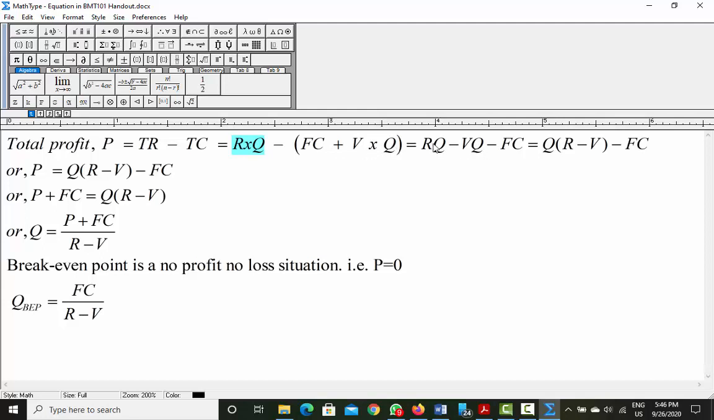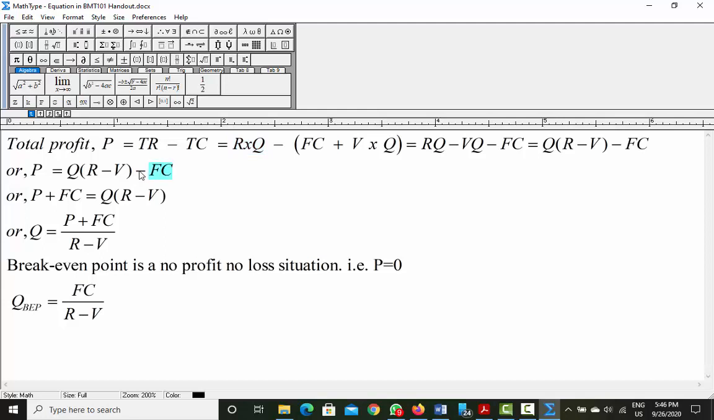So if we bring all the Q on the similar side, that means RQ minus VQ minus fixed cost. So in that case we can take Q common. If you take Q common, you will get R minus V minus fixed cost. So P, that means profit, is equal to Q multiplied by R minus V minus fixed cost.